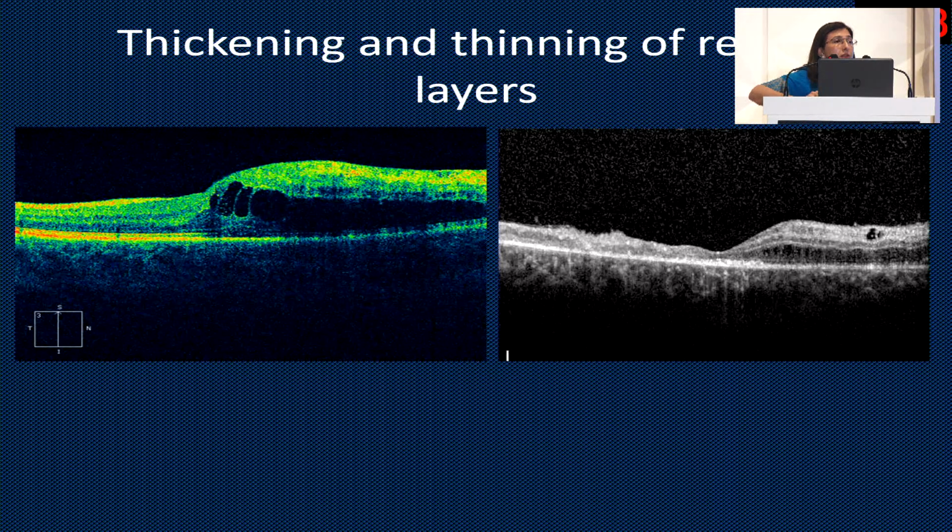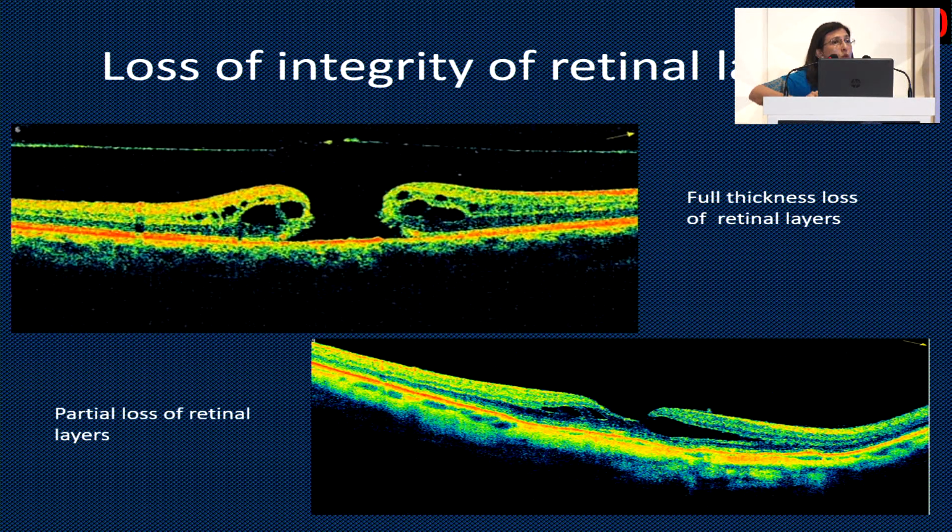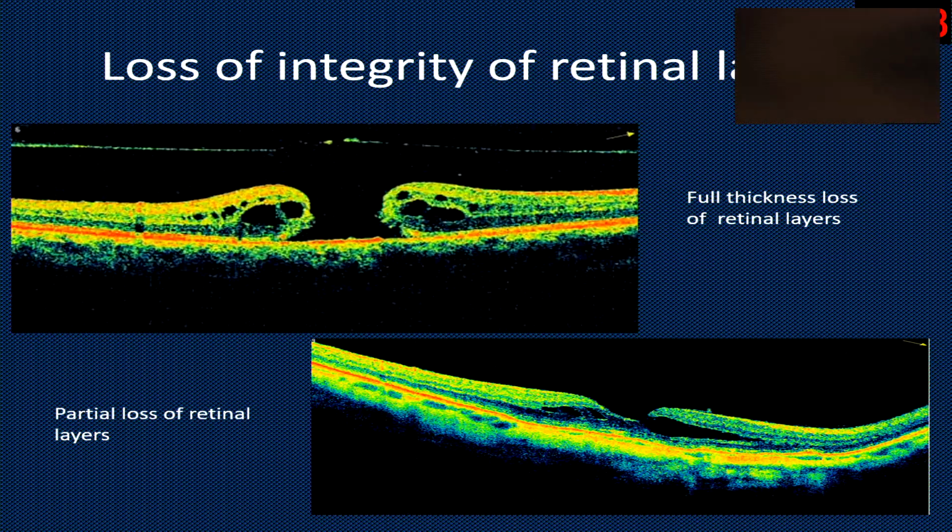Next, we comment on the thickness and thinning. So any kind of edema will lead to increased thickness of the retinal layers. Any atrophy will lead to thinning of the retinal layers. And finally, we look at the integrity. Are all the layers intact or not?